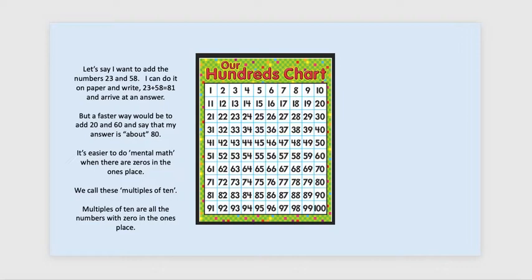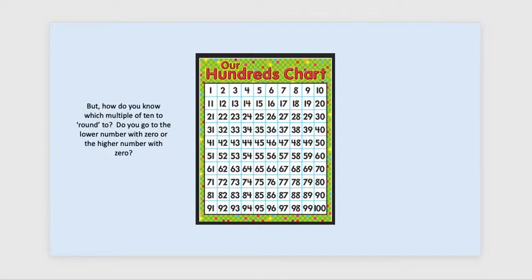It's easier to do mental math when there are zeros in the ones place. We call these numbers with a zero in the ones place multiples of 10. Multiples of 10 are all the numbers in this row right here. And my hundreds chart starts from 10 all the way to 100. All of these with a zero in the ones place, they're called multiples of 10.